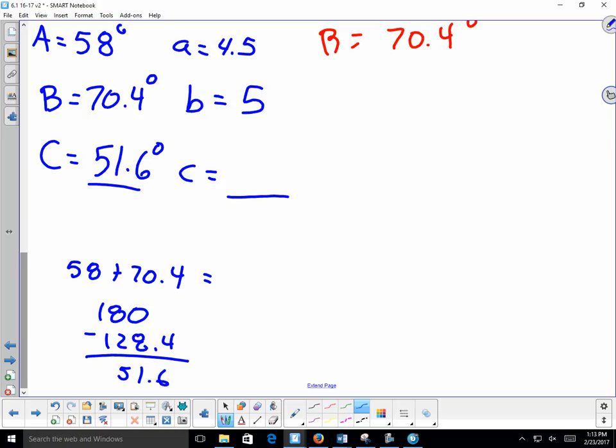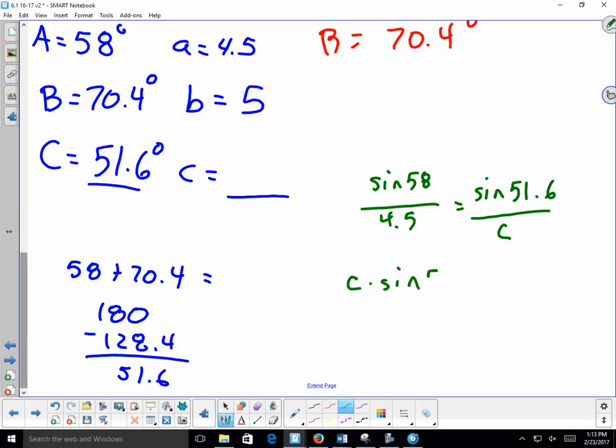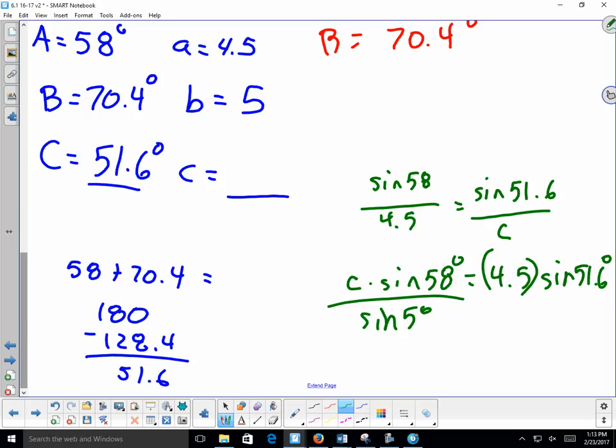Yes. Okay, and how would we go about finding side C, Alexis? Sine 58 degrees over 4.5 equals the sine of 51.6 over C, and then solve for C. So go ahead and do that. So we get C times sine of 58 degrees equals 4.5 times the sine of 51.6. And we're going to divide both sides by sine of 58. Does that look right?